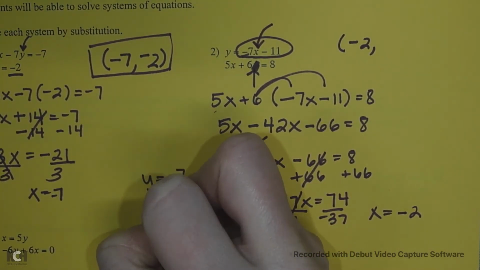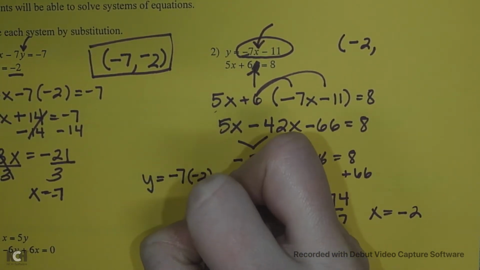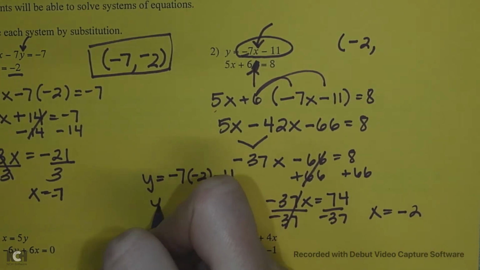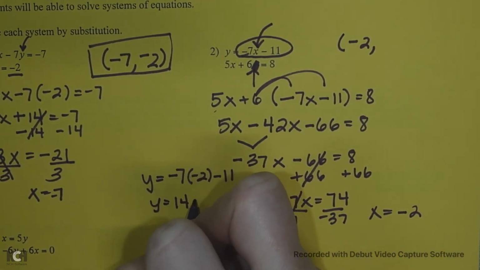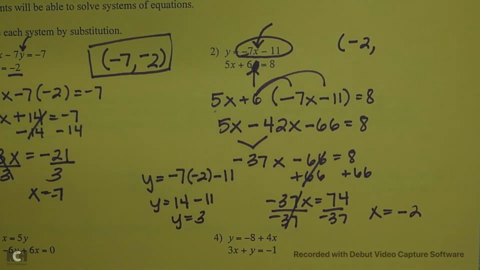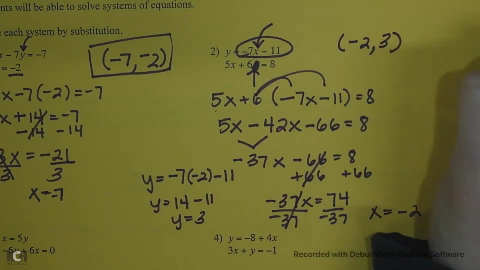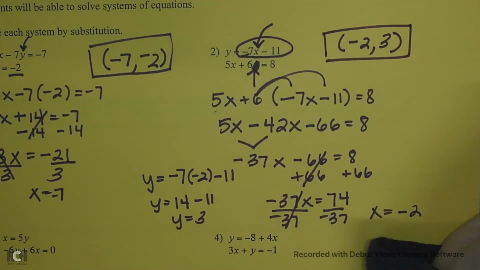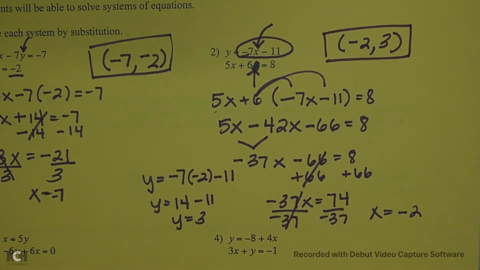So y equals -7 times -2 minus 11. Y is equal to 14 minus 11, and 14 minus 11 is 3. So my x value is -2, and my y value is 3. So that's the solution to my system.